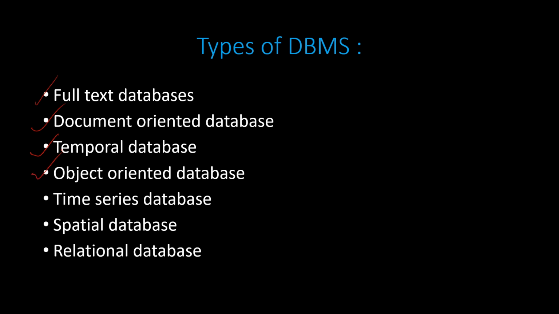The fourth one is object oriented database. The object oriented database is the data model in which the data is stored in the form of objects, which are instances of the class. These classes and objects together make an object oriented database model. Now let's see about time series database. The time series database is a specialized database that efficiently stores and retrieves time-stamped data only. Next, spatial database. Spatial data comprise relative geographic information.